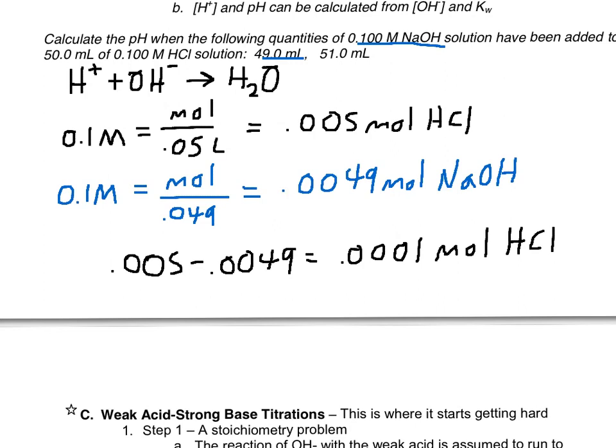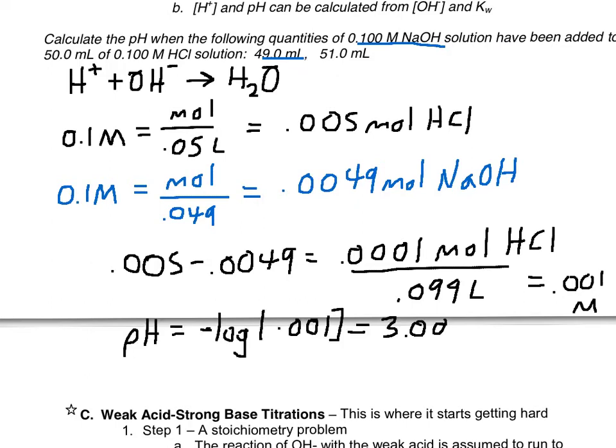Now to find the pH, I need the concentration of the hydrogen ions. So to find concentration, I need to divide this by volume. I added 50 milliliters to 49 milliliters, so I've got 99 milliliters here. And I can use that to find my concentration, and then I can use that concentration to find my pH. So just 1 milliliter before we hit the equivalence point, which will be at 50 milliliters, we have a pH of 3. So it's still pretty low. Now if we added 51 milliliters of NaOH, so we've gone 1 milliliter past the equivalence point, it's the same kind of thing.